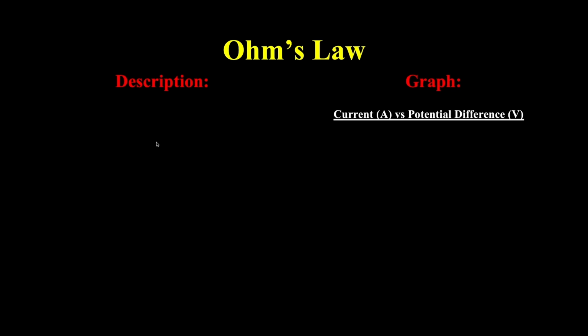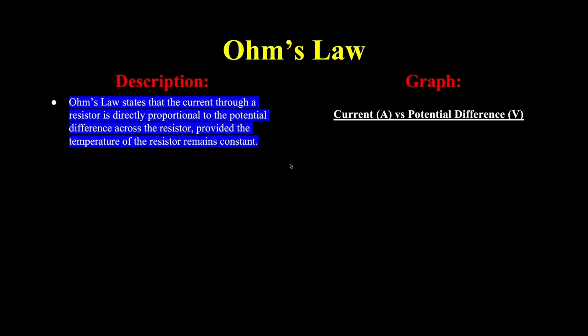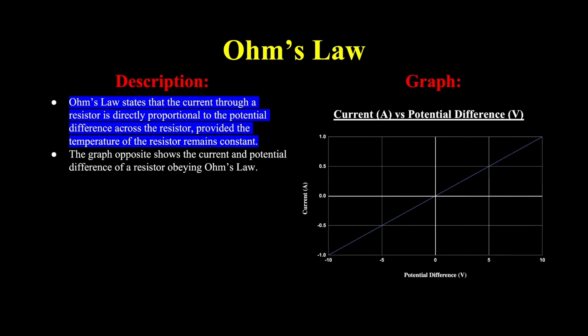Now let's look at Ohm's law. Ohm's law states that the current through a resistor is directly proportional to the potential difference across the resistor, provided the temperature of the resistor remains constant. This can be seen in the equation V equals IR, because the greater the current, the greater the potential difference, which implies a relationship of direct proportion between the potential difference and the current. In other words, the greater the current, the greater the potential difference, and the lower the current, the lower the potential difference. The graph opposite shows the current and potential difference of a resistor obeying Ohm's law.